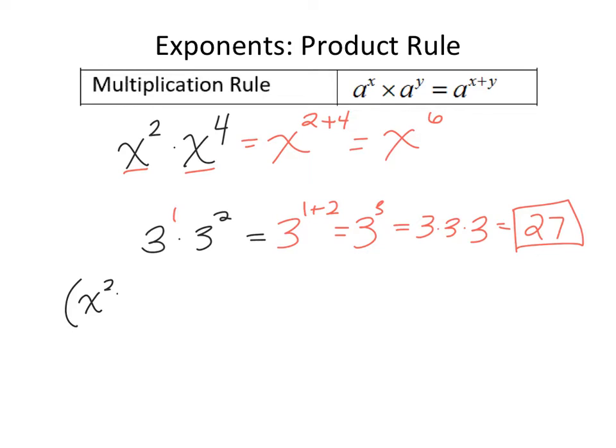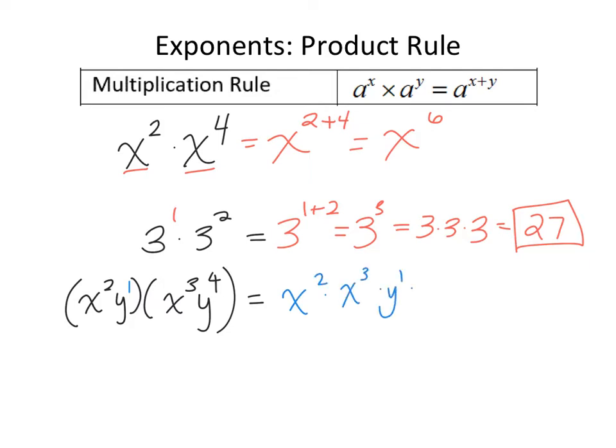So if we had something like this, x squared y times x cubed y to the 4th, what I would do first is, okay, looking at this, I can already tell that I have a y raised to 1 there because there's no exponent. Now I'll just multiply each variable. So I'll have x squared times x cubed times y to the 1 times y to the 4th. From there, I'll just add my exponents. So this will become x raised to the 5th power and y raised to the 5th power as well.